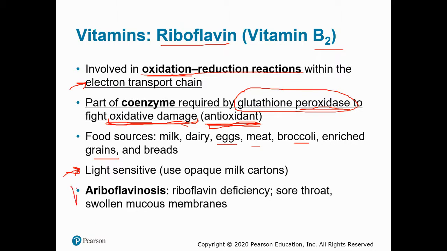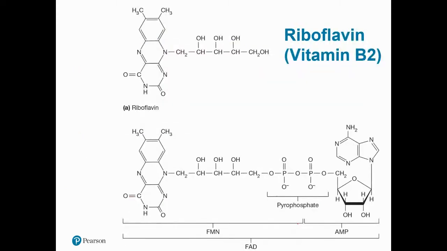Again, there is a deficiency I want you to be aware of for B2. We call that ariboflavinosis. Hopefully if you see this word on a test or a quiz, you can see that it says riboflavin right here. Osis is going to be some sort of disorder associated with lacking the riboflavin, as is indicated by the A, right? So ariboflavinosis is riboflavin deficiency, and that's characterized typically by a sore throat as well as swollen mucous membranes.